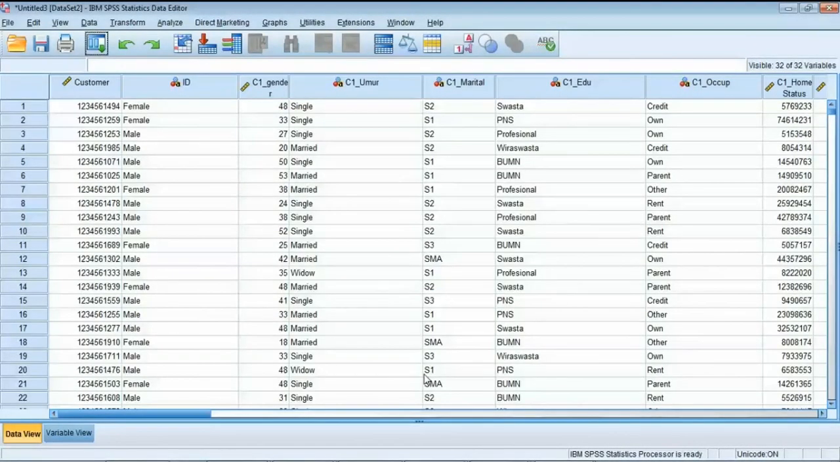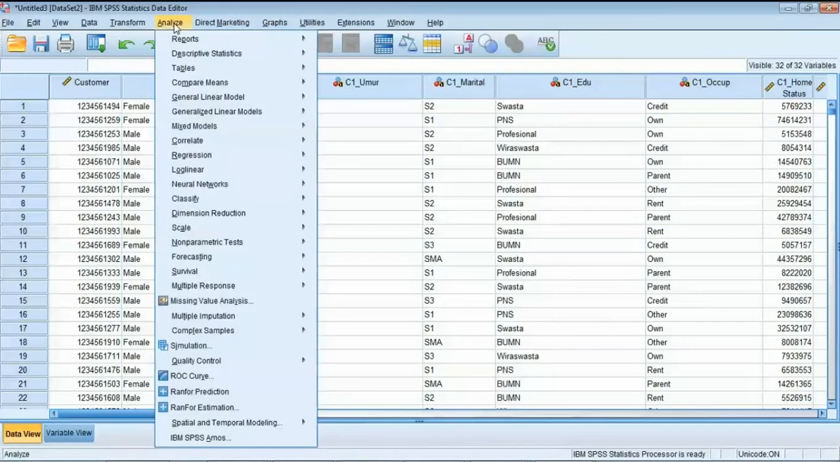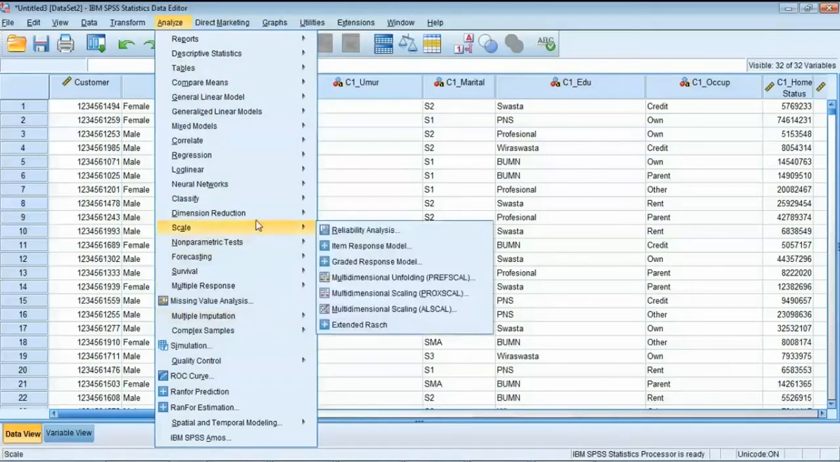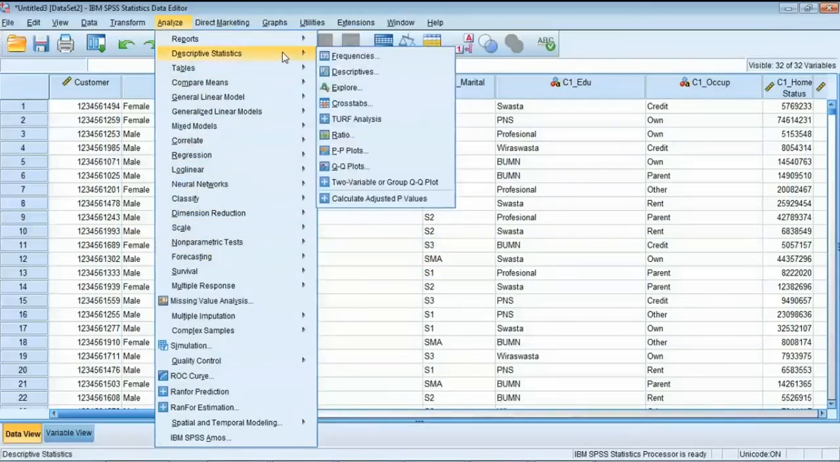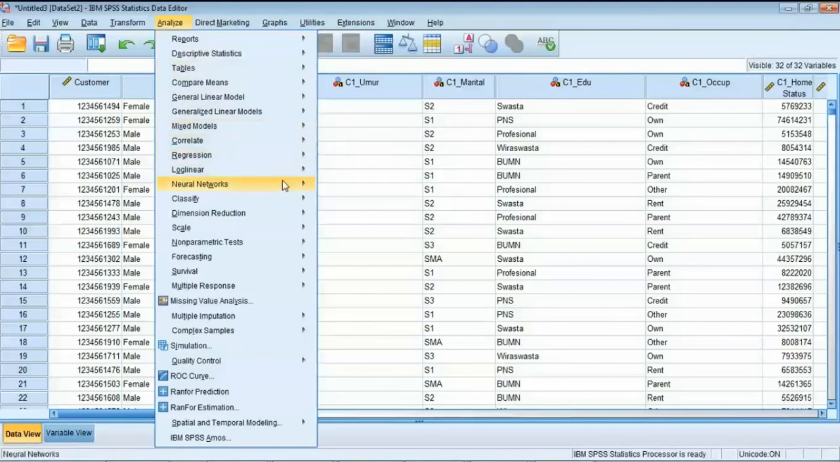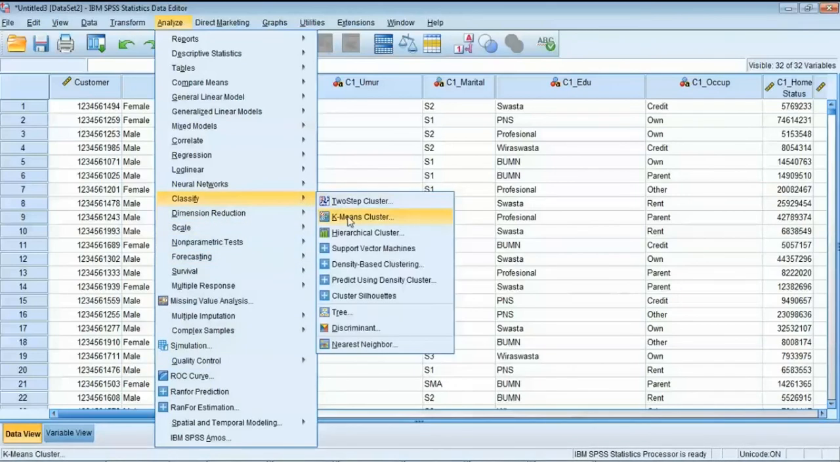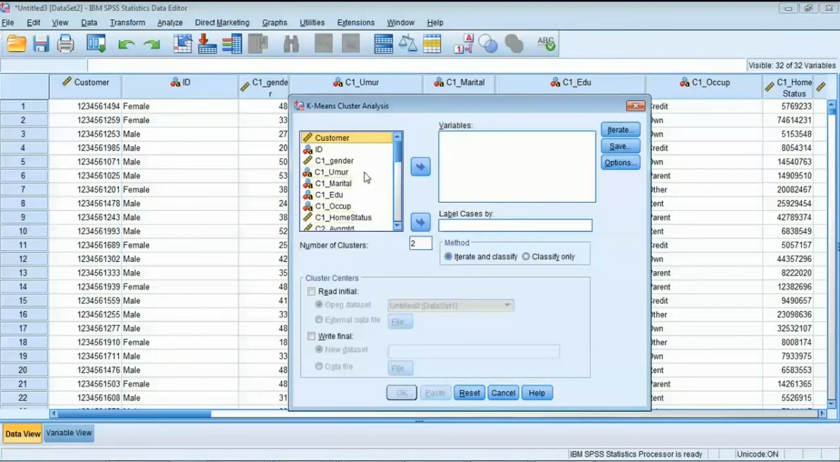Alright, last time Irwan used the... so last time I put only for you to develop the average number. So that is the basic clustering model. New. Where is it? Analyze, descriptive, not descriptive. Classify, K-means cluster. Yep.